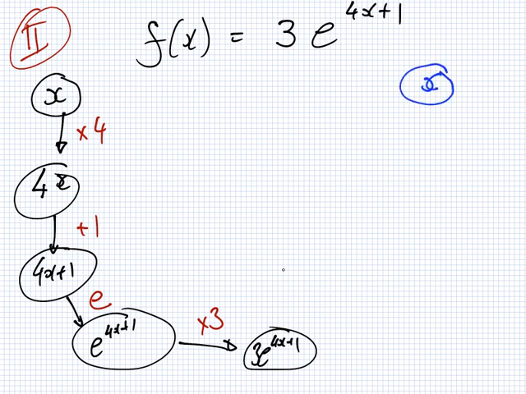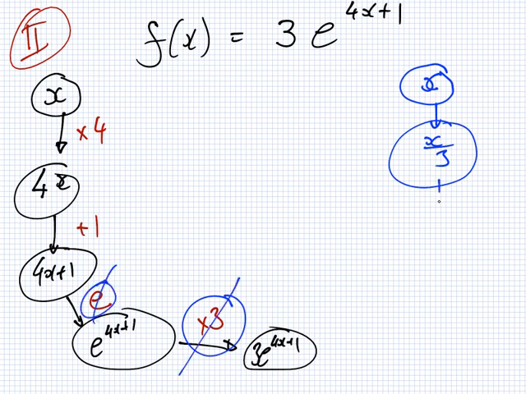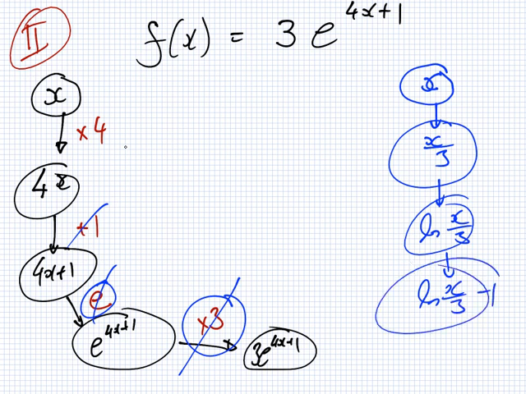So I start with x. If I reverse the whole process, I would get x over 3, because the reverse of multiplying is dividing. What's the reverse of e to the power? Log. So this becomes log of x over 3. What's the reverse of plus 1? Minus 1. What's the reverse of multiply by 4?